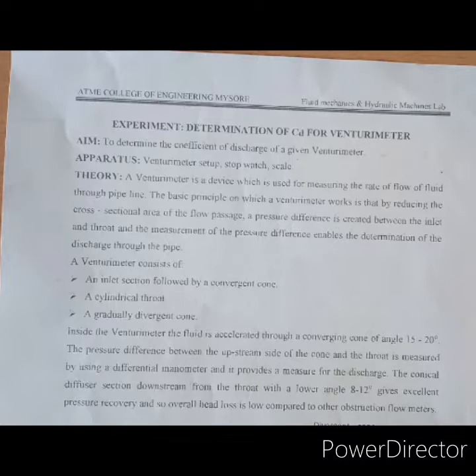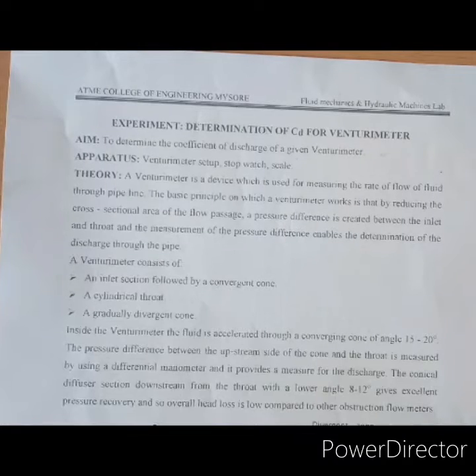Coefficient of discharge is the ratio of actual discharge to the theoretical discharge. Venturimeter is an instrument which is used to determine the rate of flow or discharge through a conduit section. Pipe is an example of a conduit section.